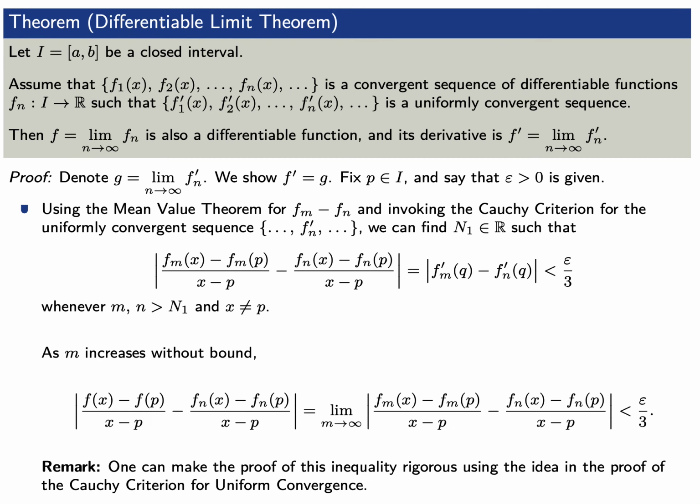Now, as m increases without bound, this inequality is completely independent of m. So we can say that the absolute value of (f of x minus f of p) over (x minus p) minus (f sub n of x minus f sub n of p) over (x minus p) is less than epsilon over 3. As a caveat, this isn't quite a rigorous proof, but one can make the proof of this inequality rigorous by using the ideas that we explained before in our proof of the Cauchy criterion for uniform convergence. Still, this is the first of our 3 inequalities.